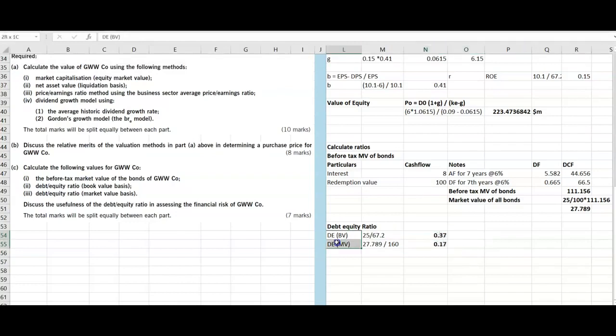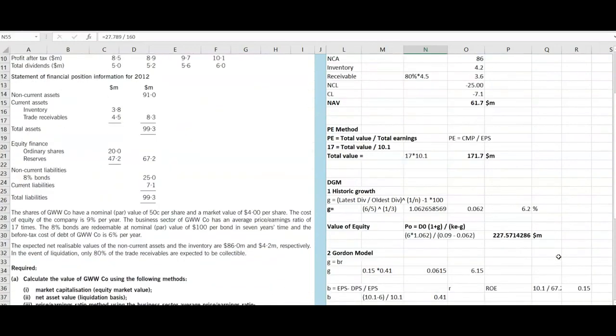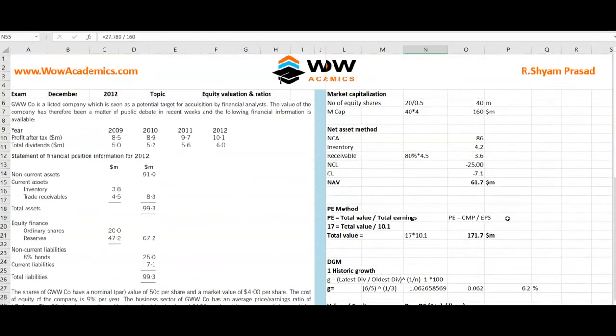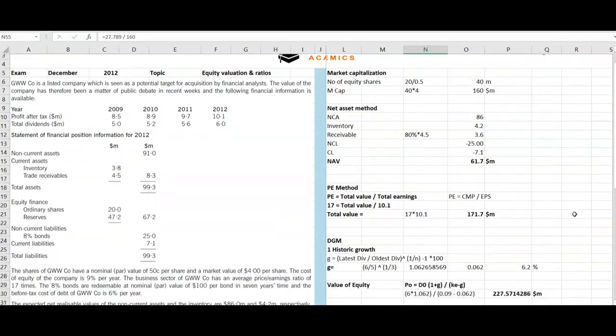So we have got our answer here. So book value comes to 0.37 and market value comes to 0.17. So that's about this sum. It's a lengthy sum, but you can do it slowly and methodically. You will get the answer. So you should be able to compute a problem both in the per share value and also the total value. The more the sums you do, the more the flexibility that you will get. So that's about this sum.